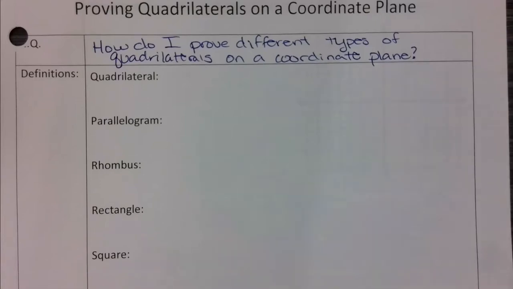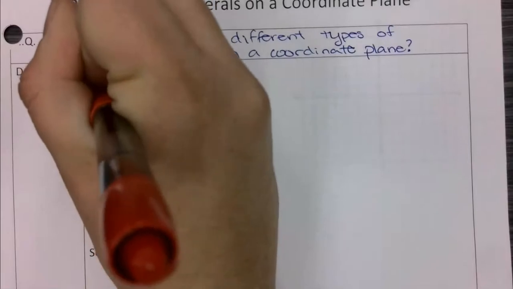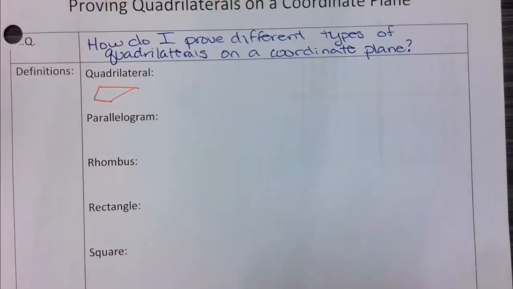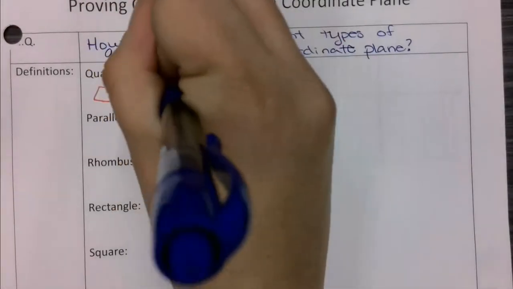Okay, so we have different kinds of quadrilaterals. There's just, in general, a quadrilateral. This is a closed four-sided figure.